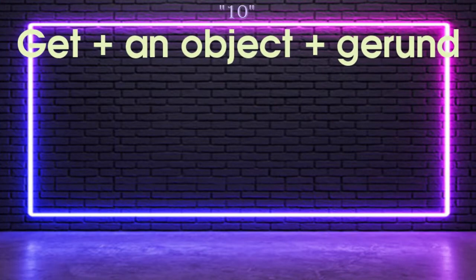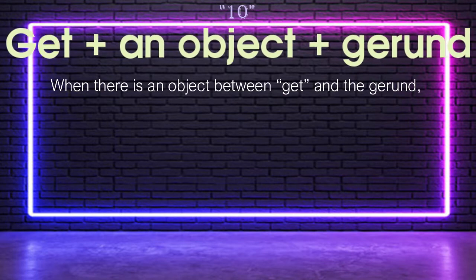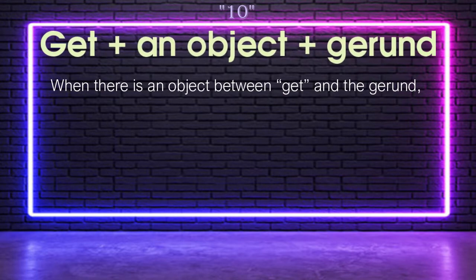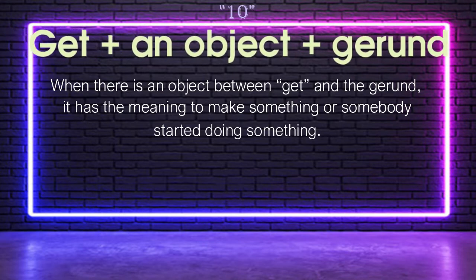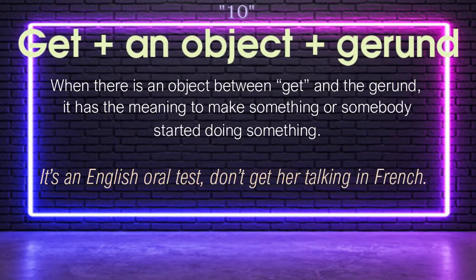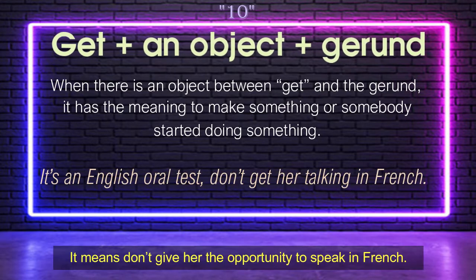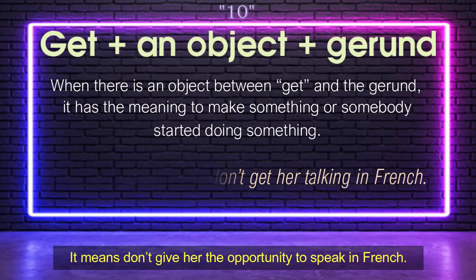Get plus an object plus gerund. When there is an object between get and the gerund, it has the meaning to make something or somebody start doing something. It's an English oral test. Don't get her talking in French. It means don't give her the opportunity to speak in French.